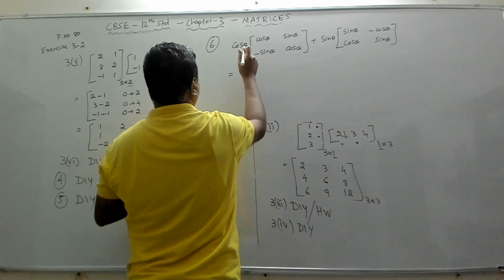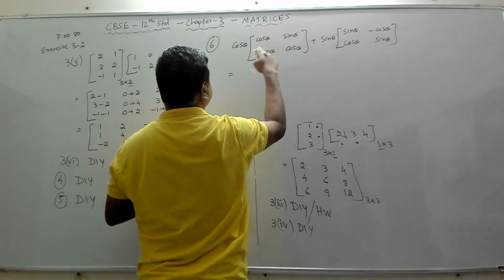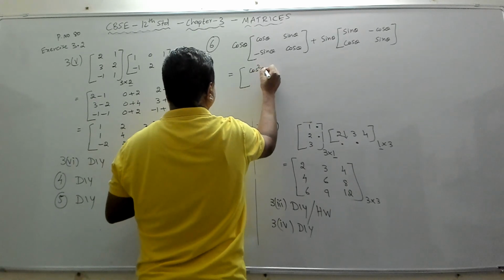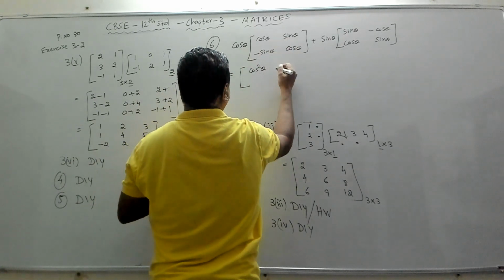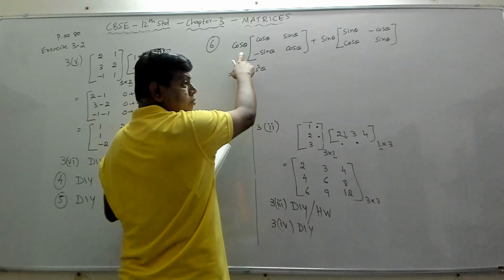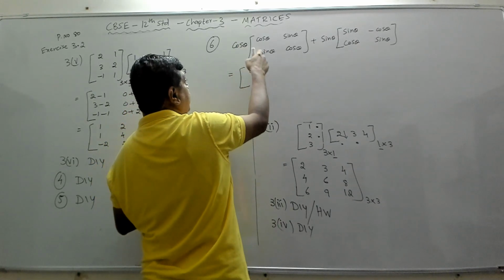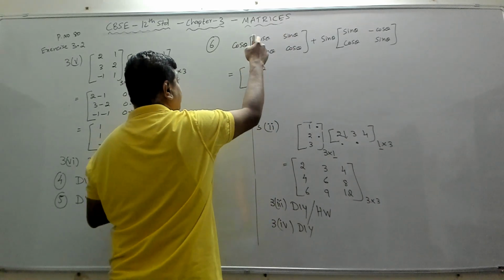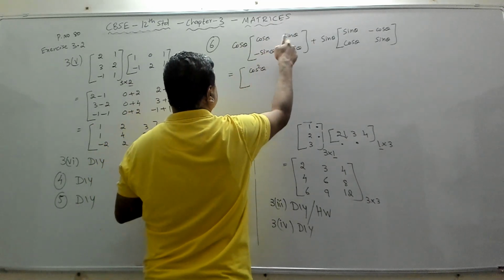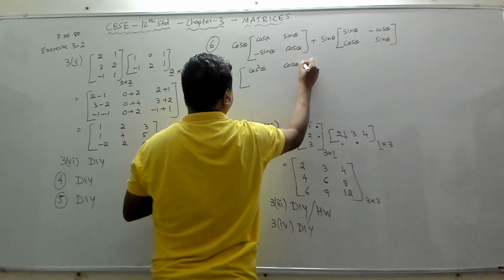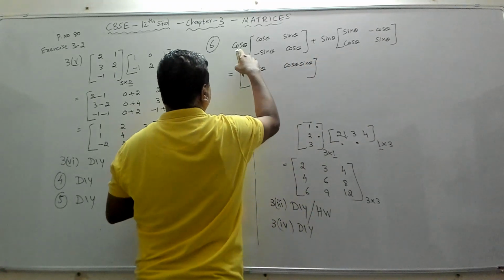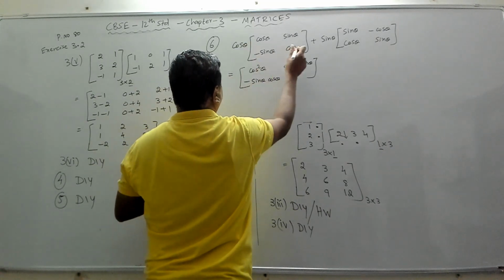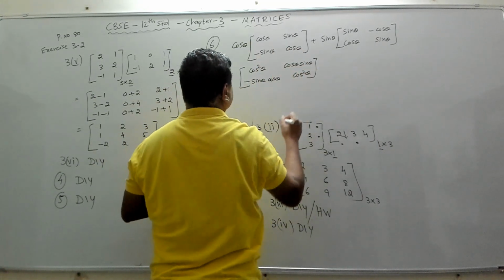So what do we get? You have to multiply each element with this cos theta. So cos into cos is cos square theta. Then again cos theta into sin theta. So we are doing a scalar multiplication, like how we find 2A. If you have to find 2A, we multiply each element with 2. Here we have to find cos theta of this matrix, so we multiply each element by cos theta. Cos theta into sin theta is cos theta sin theta, then cos theta into minus sin theta is minus sin theta cos theta, then cos theta into cos theta is cos square theta.